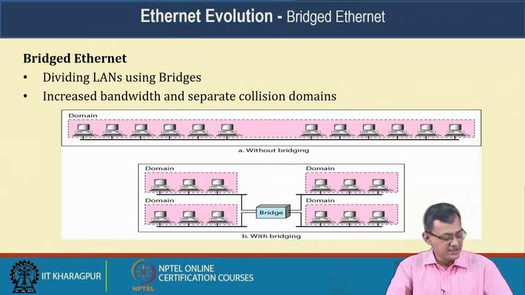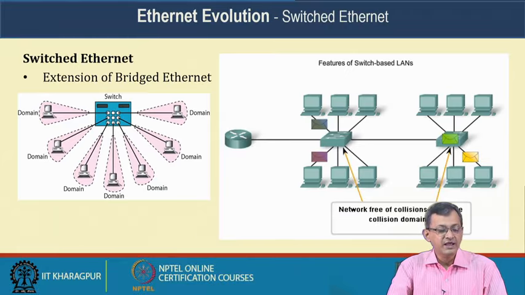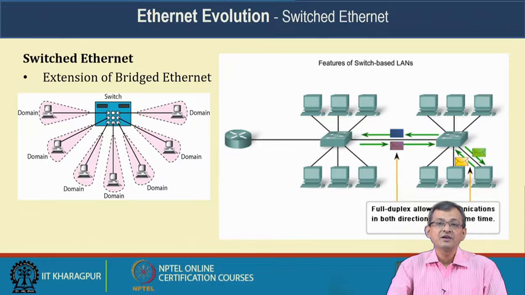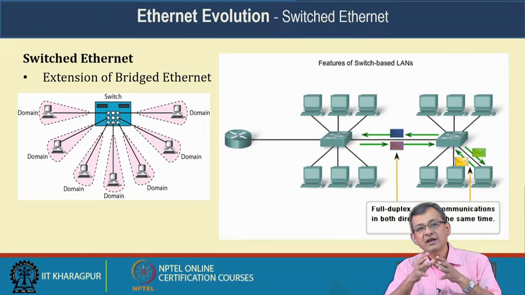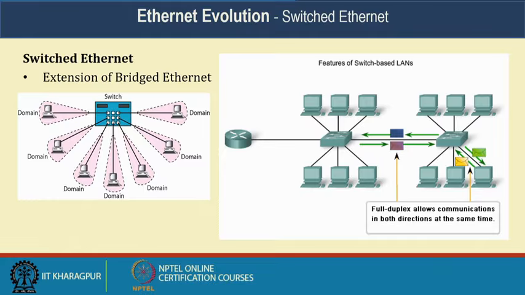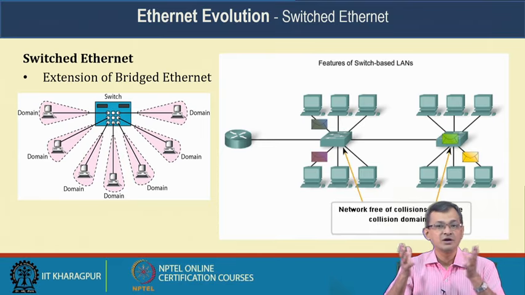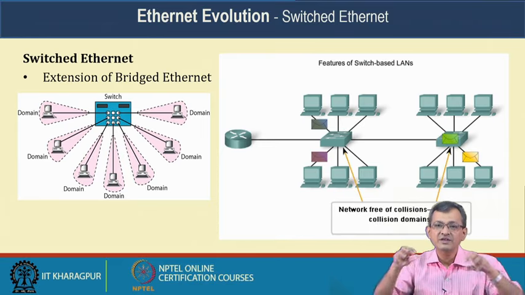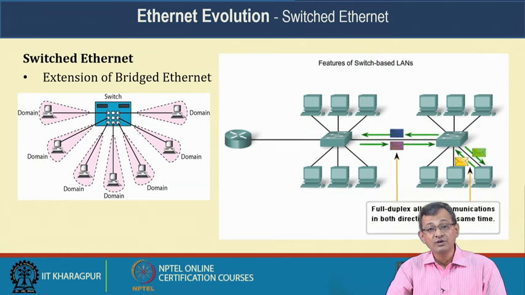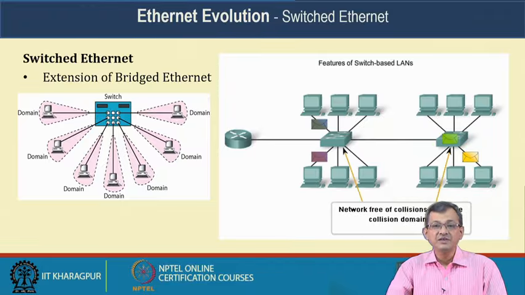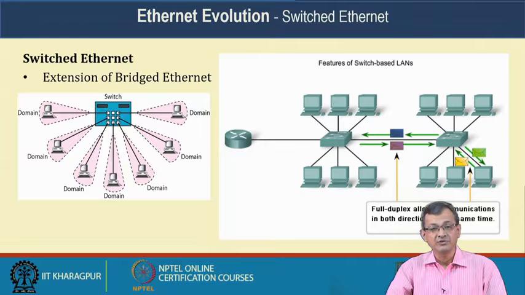So, divide LANs using bridges. Next is the bridge to switch. A switch can be thought of as a multi-port bridge. Instead of one bridge dividing into two, I can have a switch of 12 ports which divides into 12 domains, right. A separate domain can again connect to a bridge. So, I can have a hierarchical structure of these layer 2 devices, which allows better utilization of the bandwidth of the available network, right.